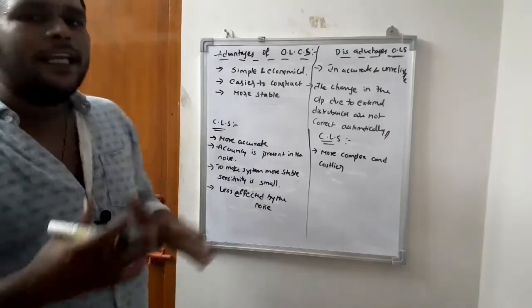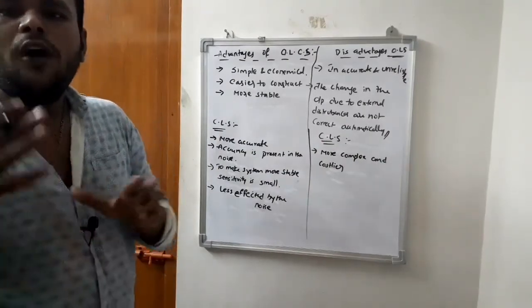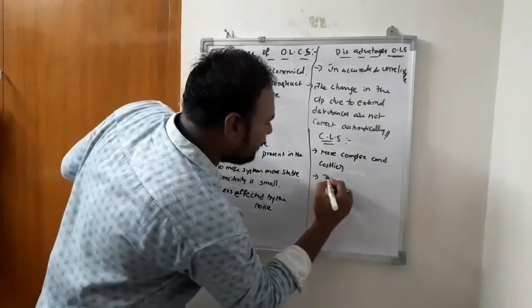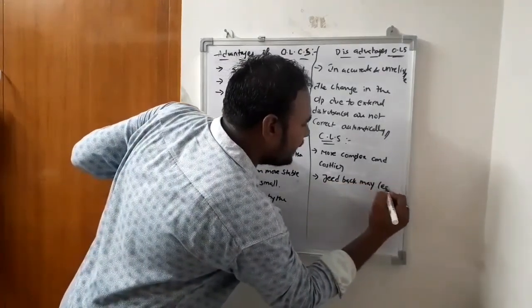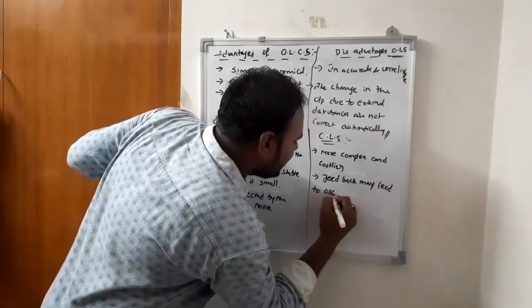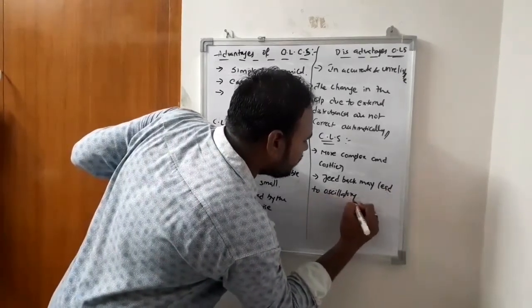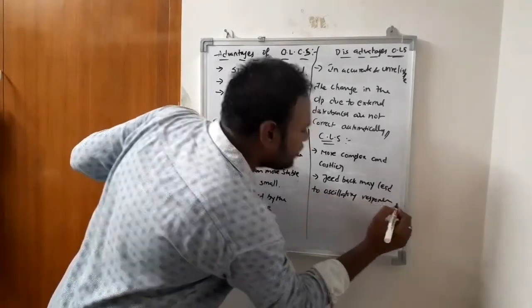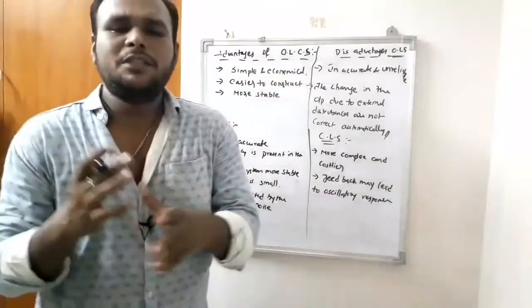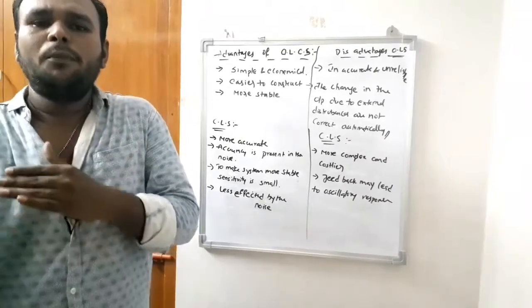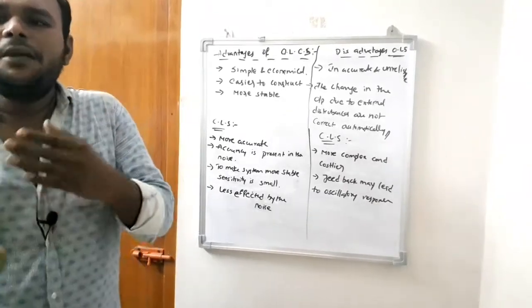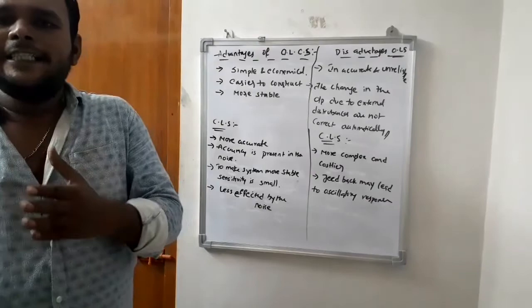The feedback in the closed loop system may lead to oscillatory responses. Oscillatory response means there is no stable response; the response comes with some oscillation. That means the signal is not in its actual position, and its shape is changed.